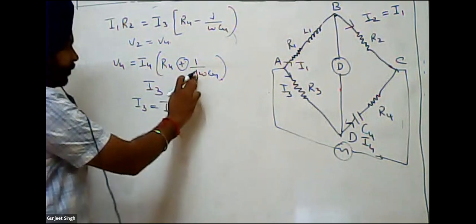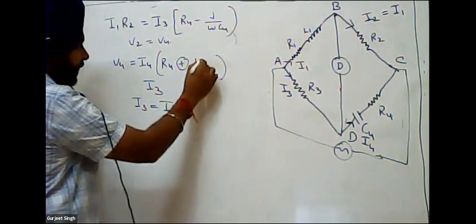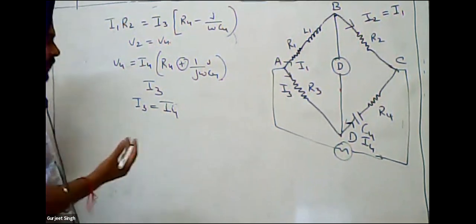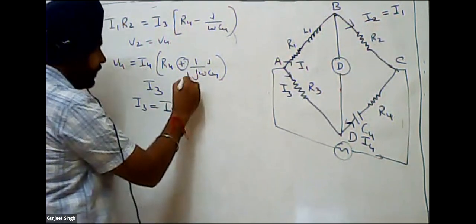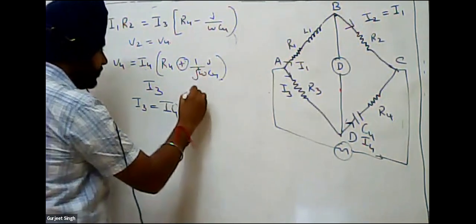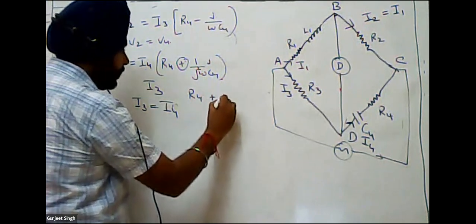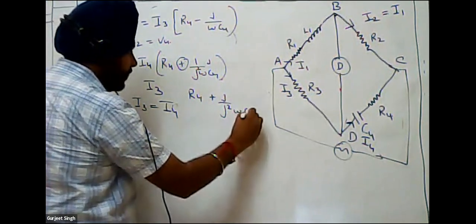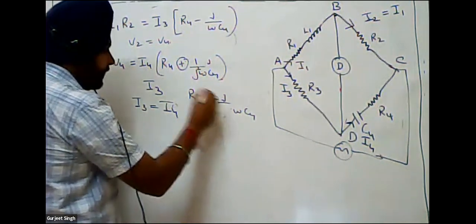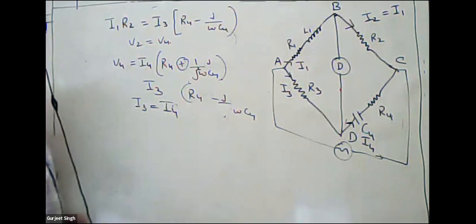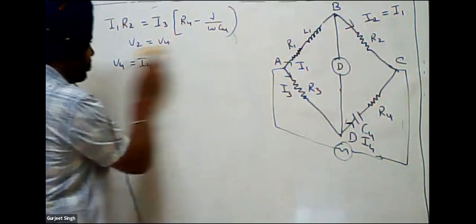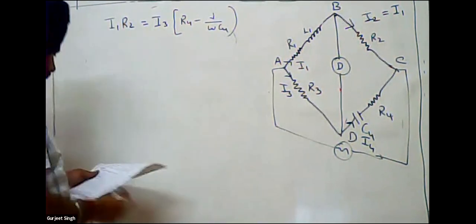Here is the iota, J. If I am multiplying and dividing this equation by J, it will become J square. So it is R4 plus J upon J square omega C4. J square is minus 1. So it is the negative sign here. So I have written this equation, V2 is equal to V4.